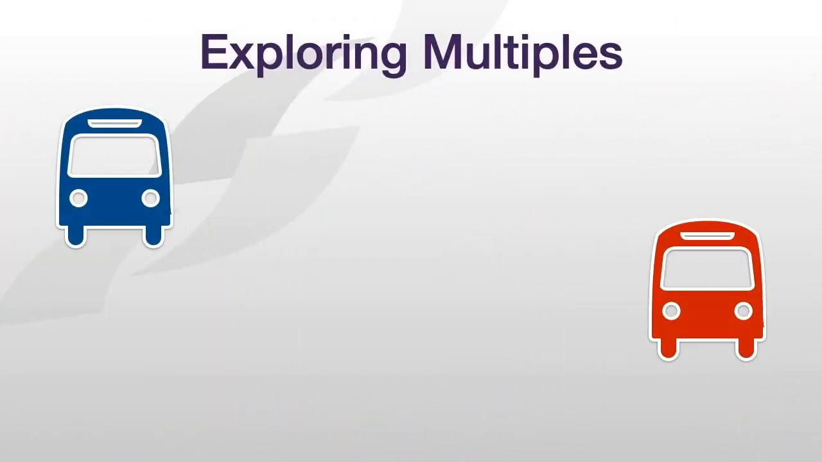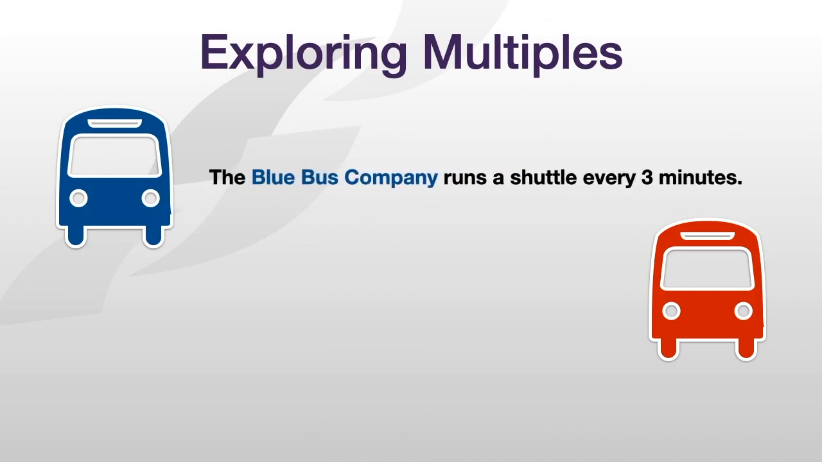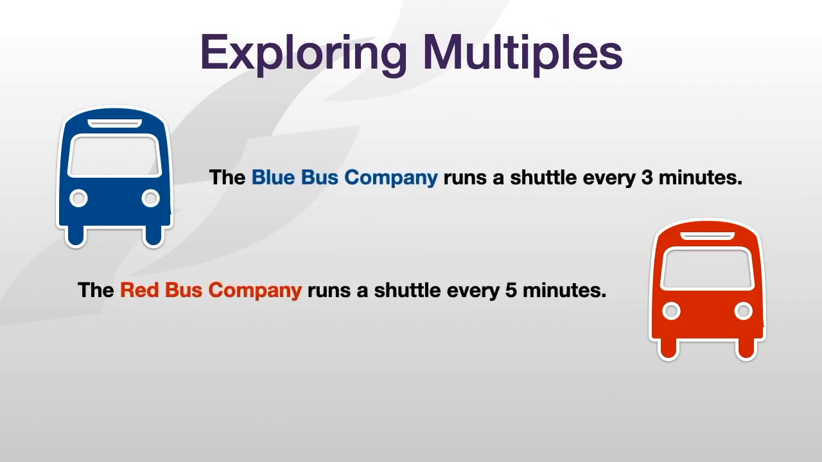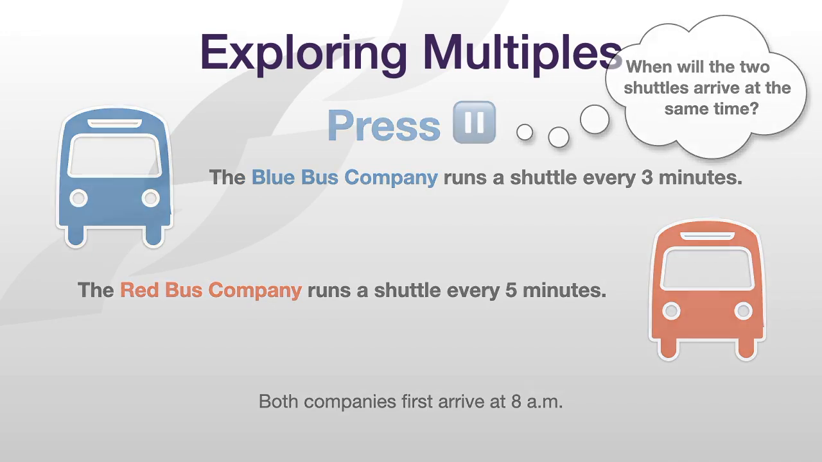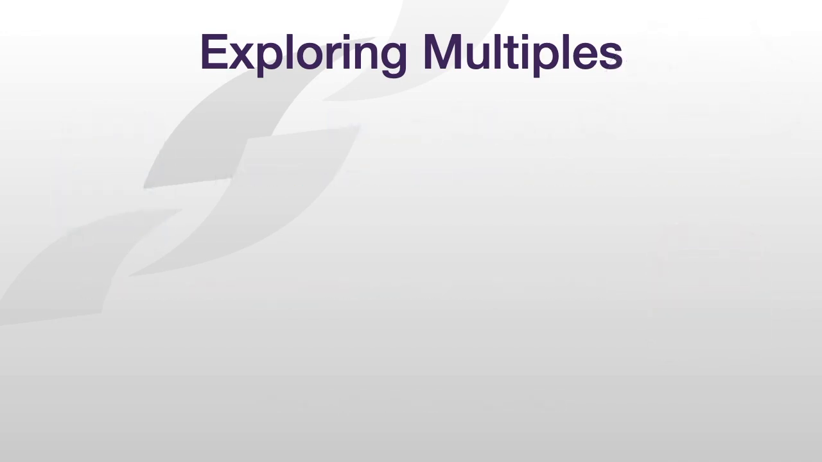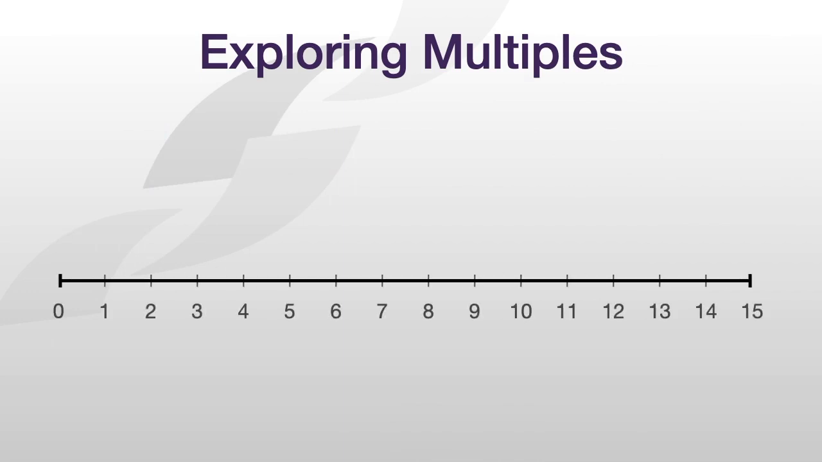The blue bus company runs a shuttle every 3 minutes. The red bus company runs a shuttle every 5 minutes. Both companies first arrive to drop off and pick up passengers at 8 a.m. When will the two shuttles arrive at the same time? We can use number lines to find the multiples of 3 and 5. The blue shuttle arrives every 3 minutes.